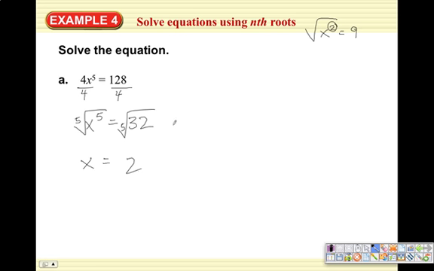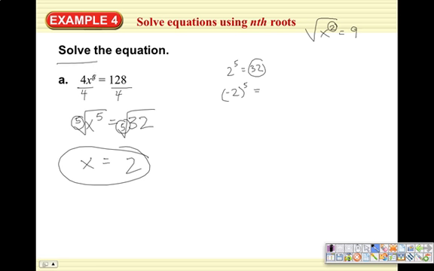Now, do you get a plus or minus answer here? No, because look at the index. The index is odd, so we won't get a plus or minus answer. If you think about it, 2 to the 5th is 32, but negative 2 to the 5th is not equal to 32. It's equal to negative 32. That's why there's not going to be a plus or minus 2 here. Just a positive 2. So there you go. x equals 2. You solve the equation, put it back in just to check, and yes, it works out to be 128.